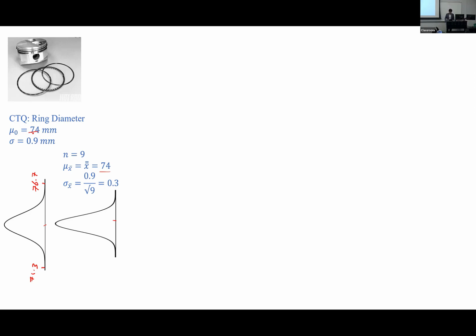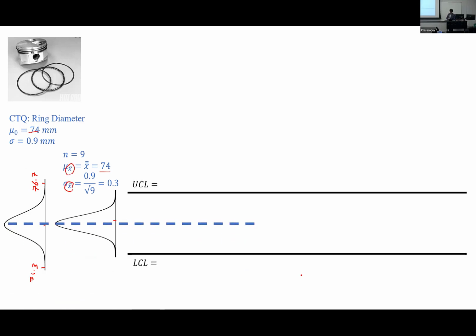So 0.3. And we know that we established the control limits based on averages, not based on actual individuals, because there is no guarantee that the individuals are normally distributed. What if they are distributed like this? So we always work with averages, and that's the mean and standard deviation of our averages. And if I am making a control chart for X bar, which is this guy, we know that the center line is going to be just the mean. So the center line is going to be 74.